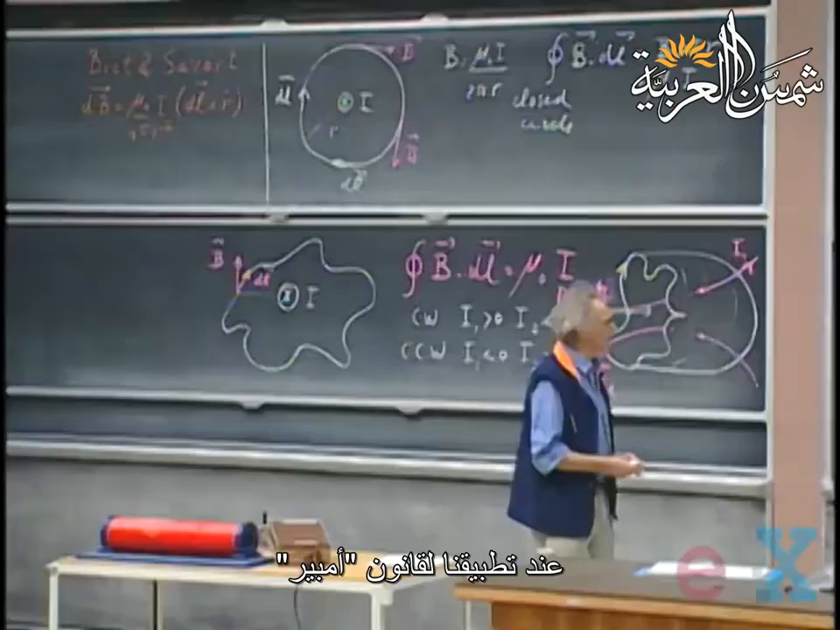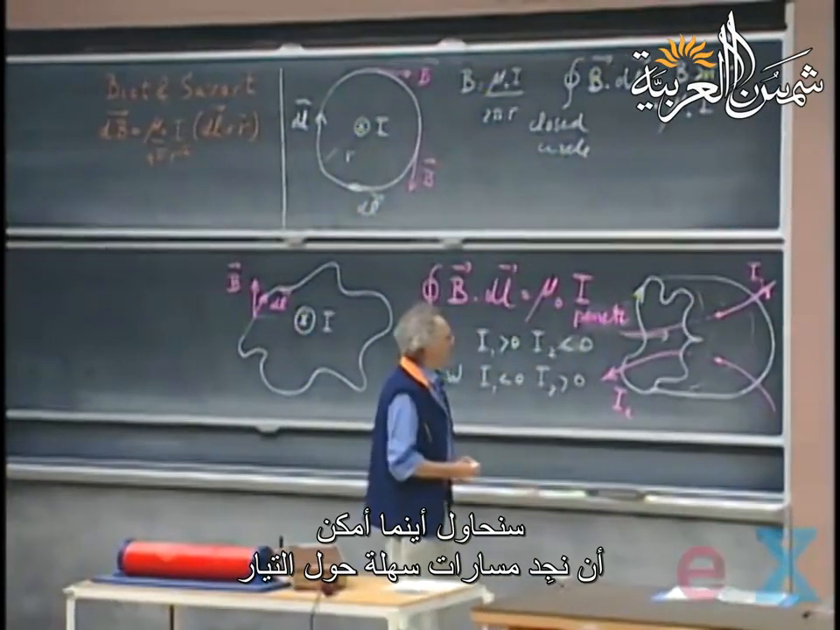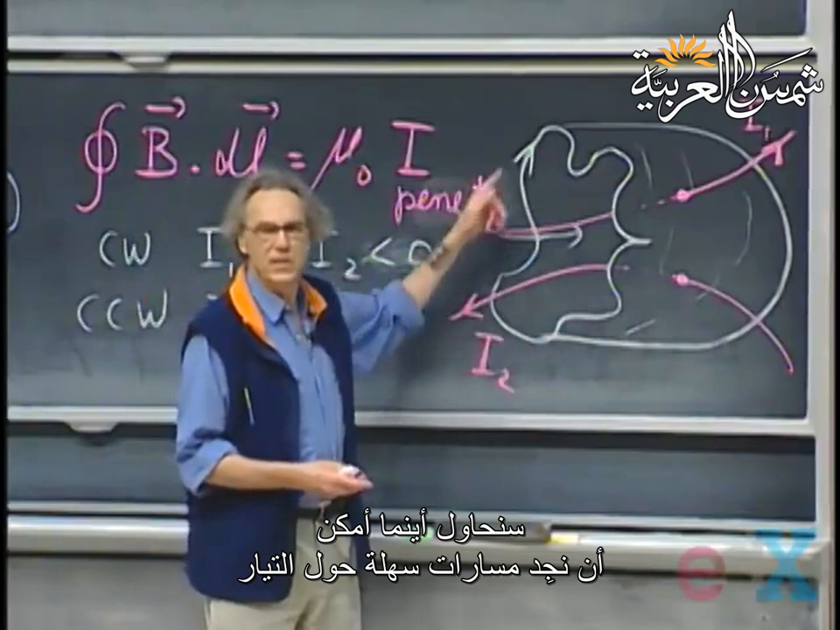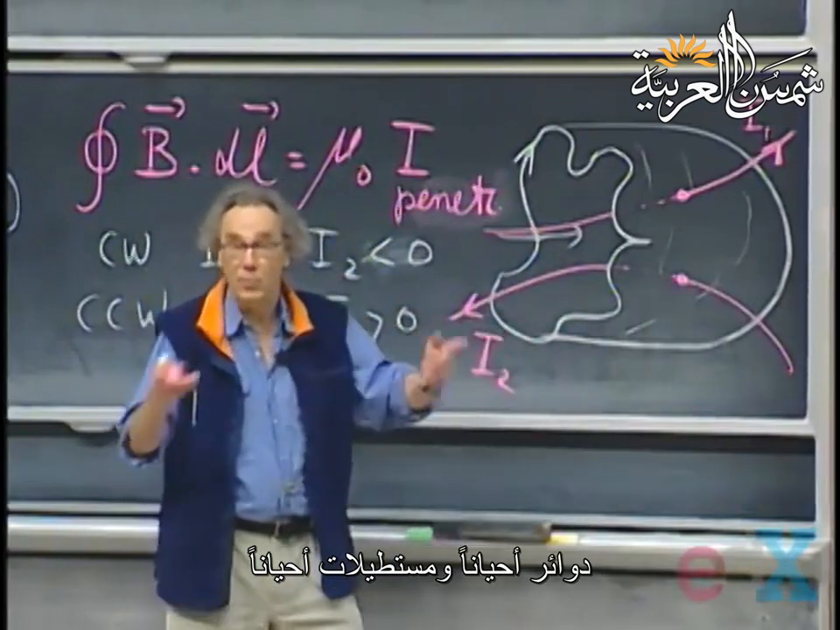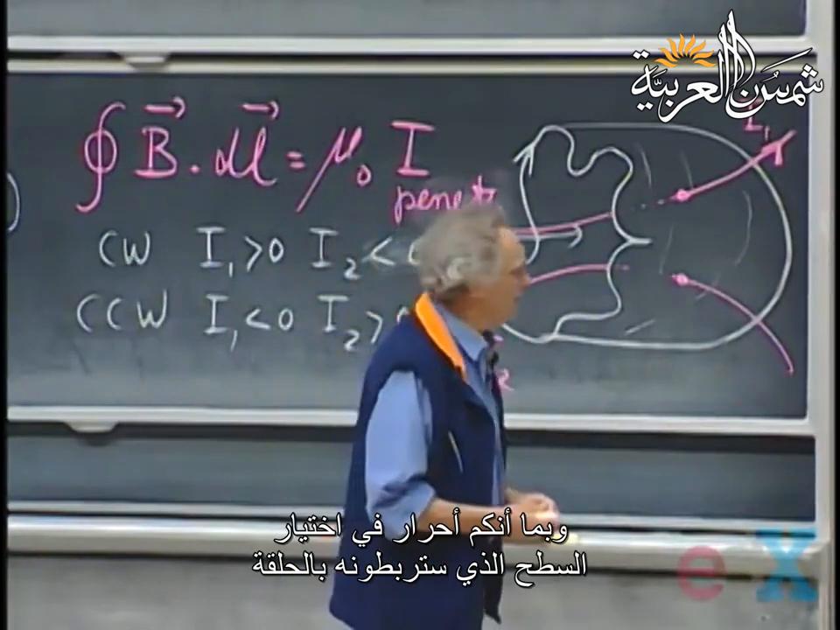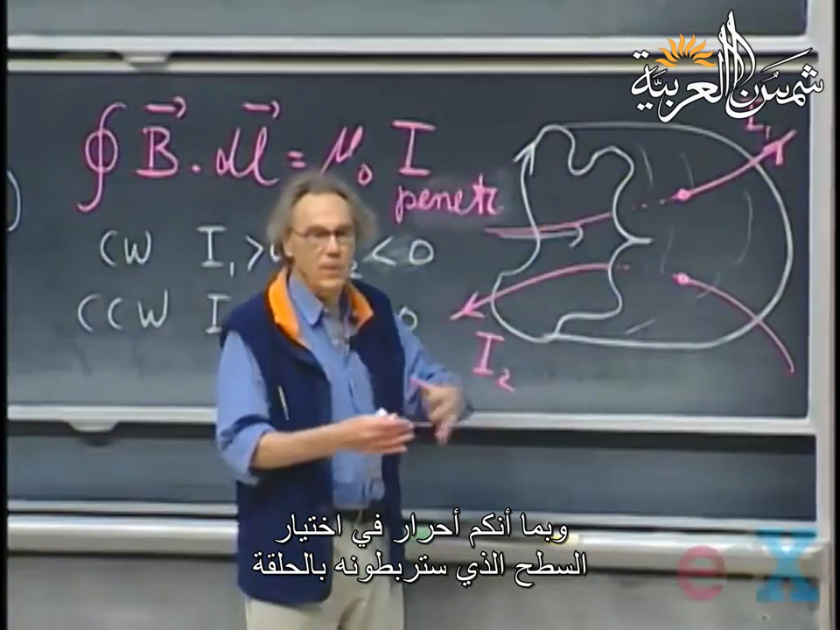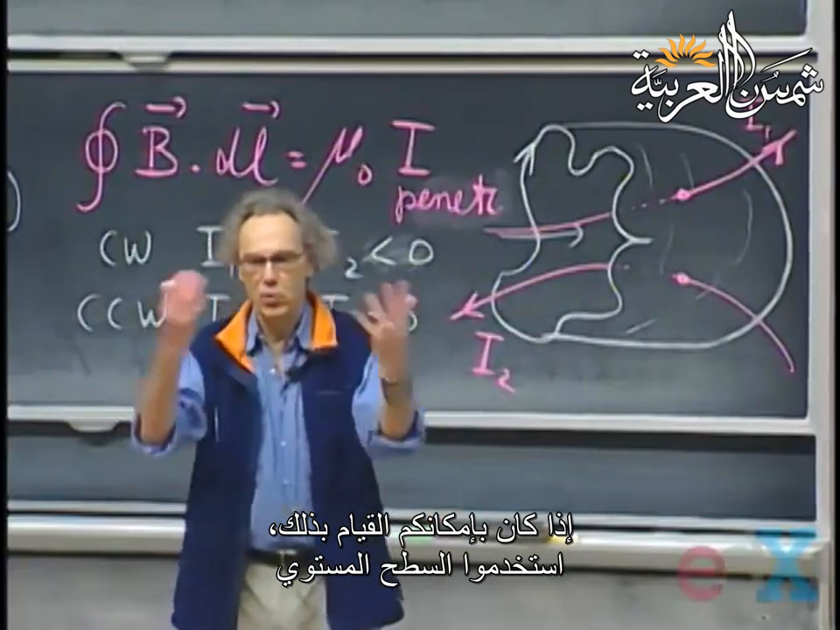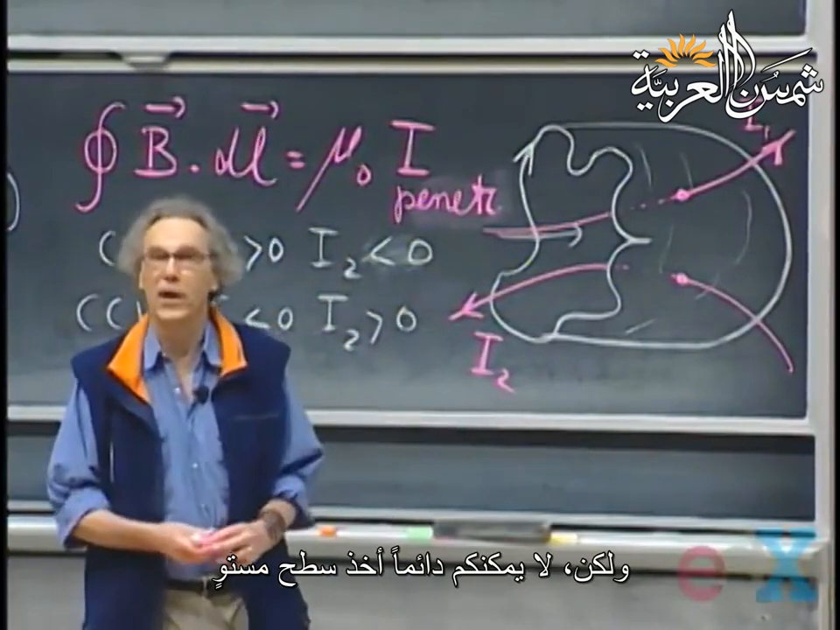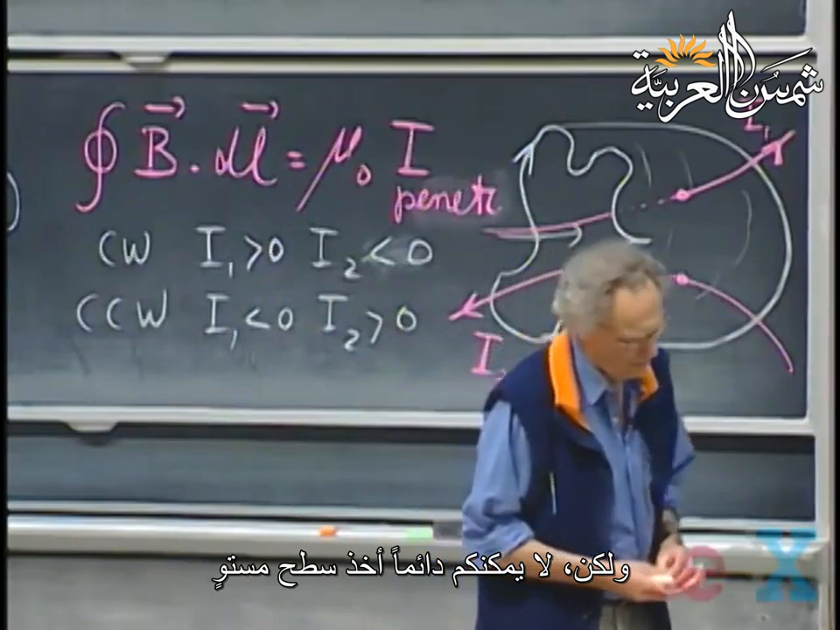Because where possible, when we apply Ampere's law, we will try to find easy paths, around circles, sometimes rectangles. And since you are free to choose the surface that you attach to the loop, if you can get away with it, you use a flat surface. But you cannot always get away with a flat surface.